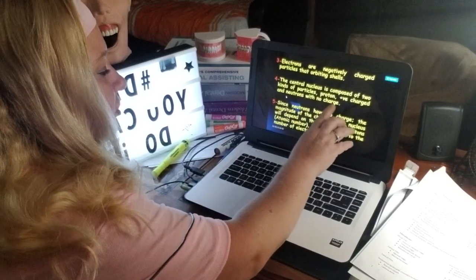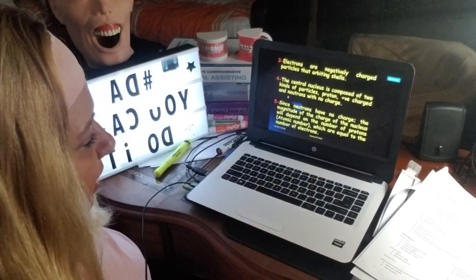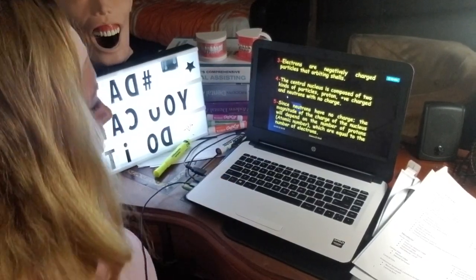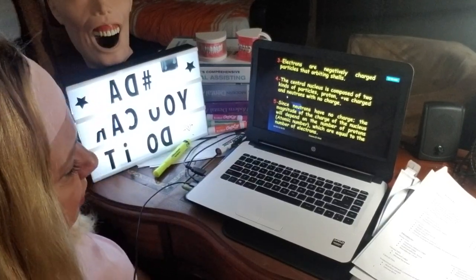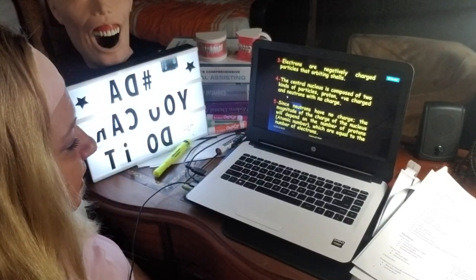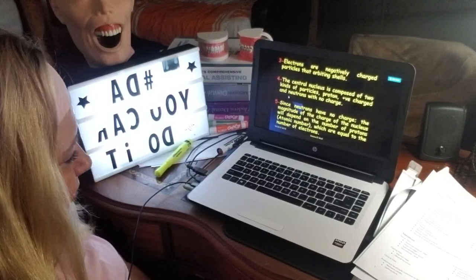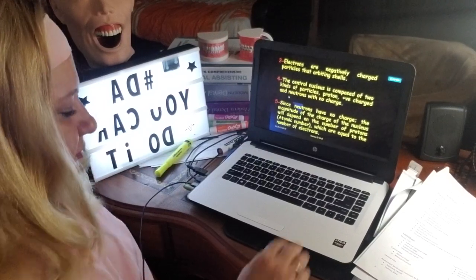Neutrons have no charge. The protons have a charge, okay? Do you get that? Protons are charged, neutrons are not. Since neutrons have no charge, the magnitude of the charge of the nucleus will depend on the number of protons, the atomic number, which is equal to the number of electrons.